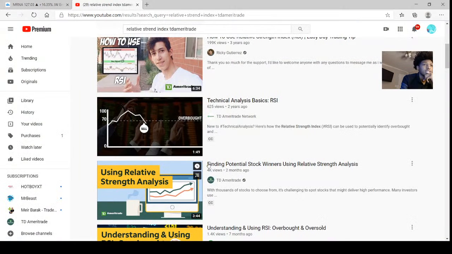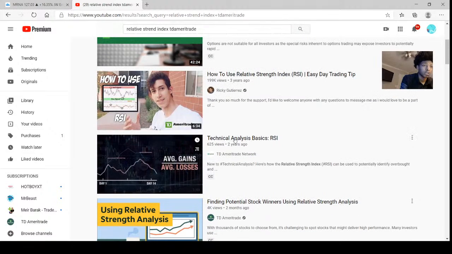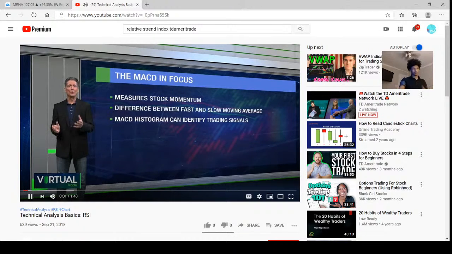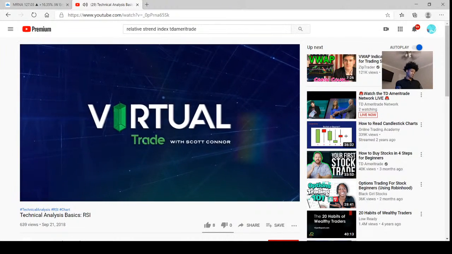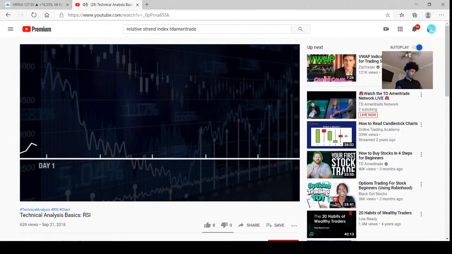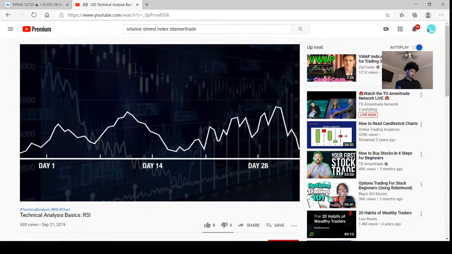But that's that, and I'll just let y'all look at a little video of this. Let's examine how to calculate the Relative Strength Index, or the RSI. First, identify a previous time period to use. A time period is generally 14 days, but can be shorter or longer.